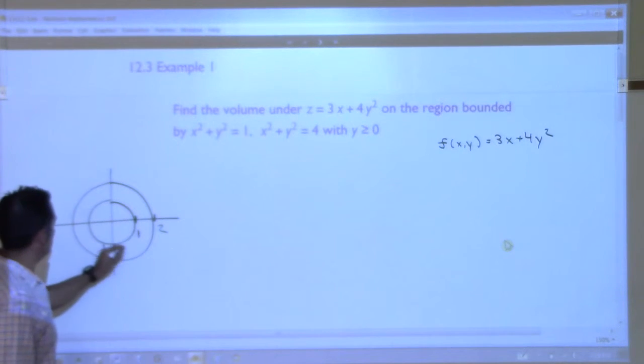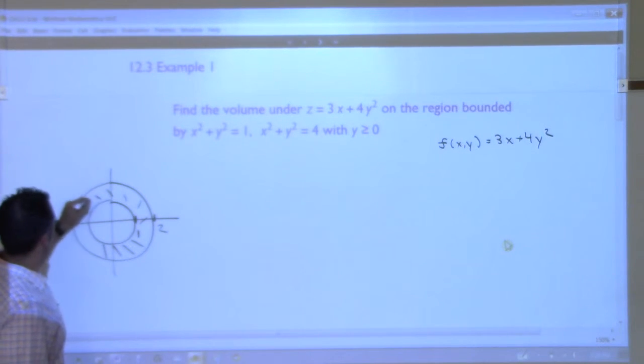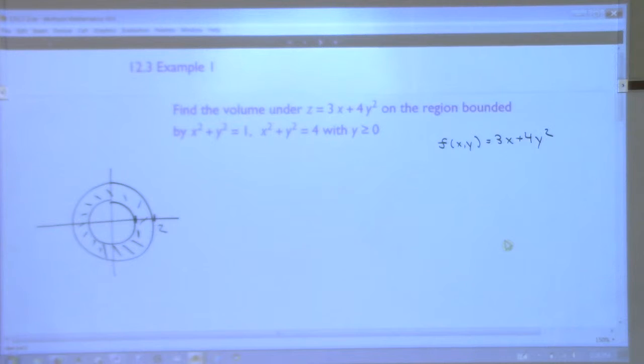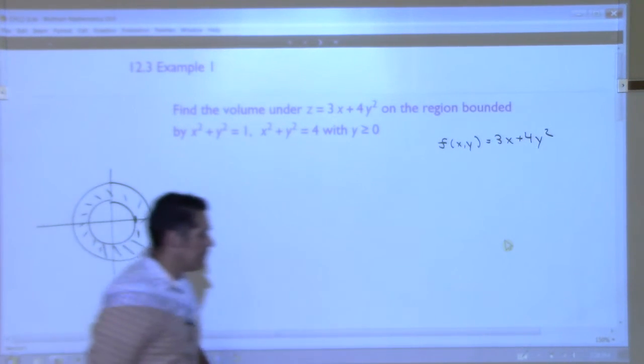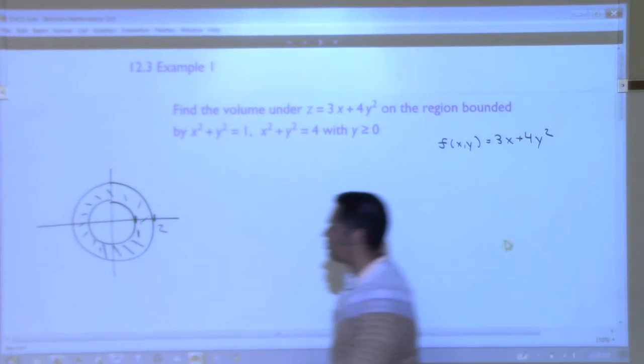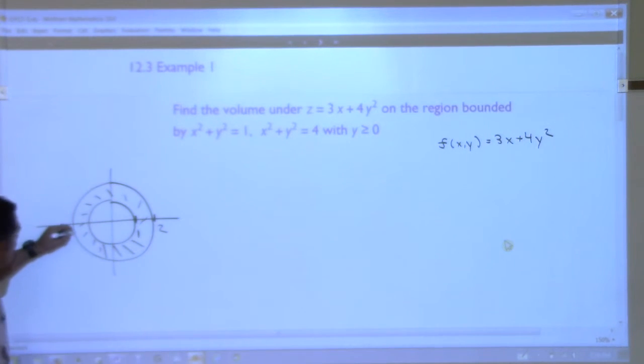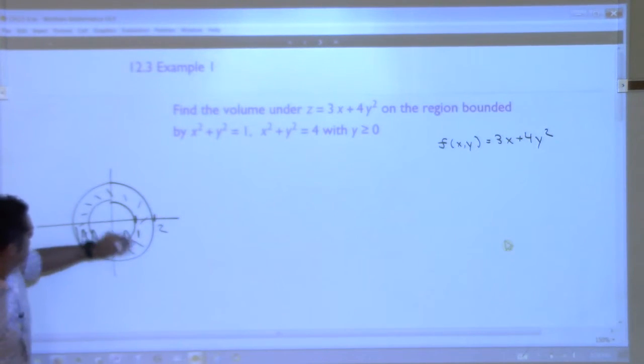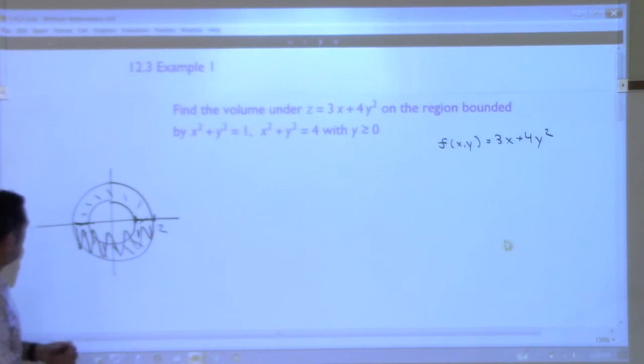This is our region of integration. We're saying just look above this. It's like a washer. Look at that up to the surface and find the volume. Also, doesn't y have to be greater than or equal to 0? I haven't put that in there yet. Yes, y has to be greater than or equal to 0. So that cuts the bottom side off. So we're actually just looking at that piece right there.